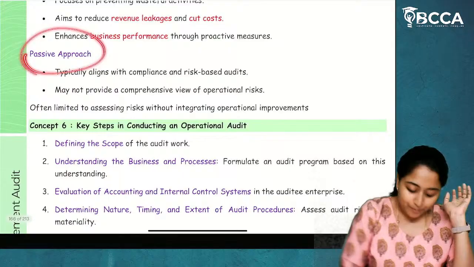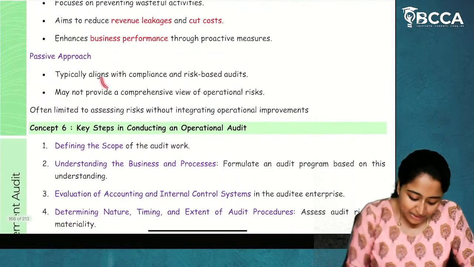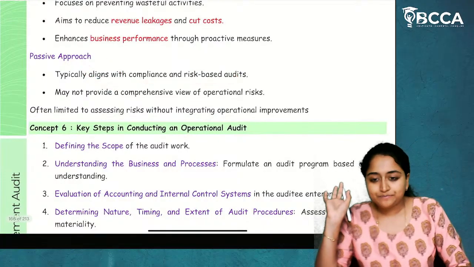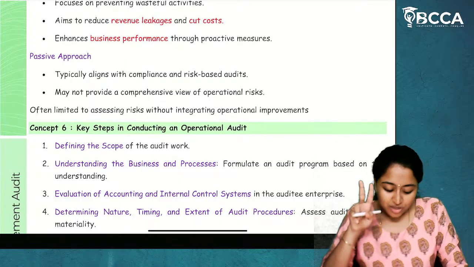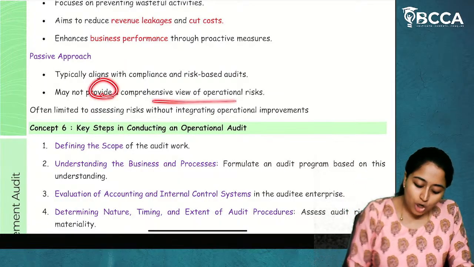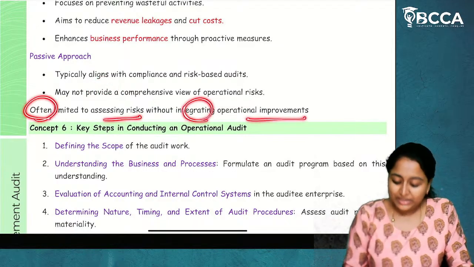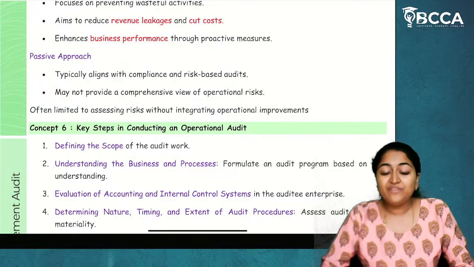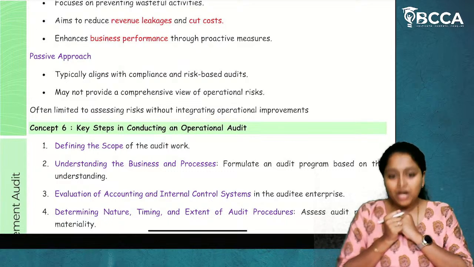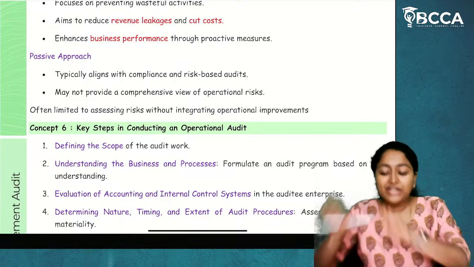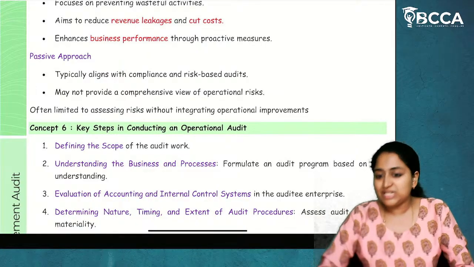Then what is the passive approach? We will not be focused on any of these categories. It typically aligns with compliance and risk-based audit. We are only focused on risk assessment and compliance. It may not provide a comprehensive view of operational risk, often limited to assessing risk without integration of operational improvement. Here we are not trying to improve the business performance. If I am doing this, is there any risk? We will try to mitigate the risk, but we are not trying to improve the business performance.